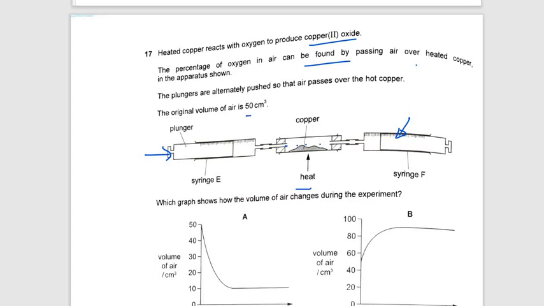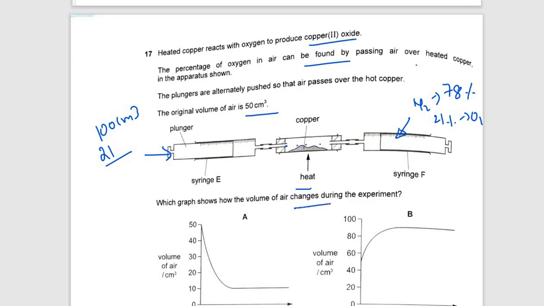So the original volume you have used is 50 cm³. In air, what is the most abundant compound you have? 78% is nitrogen, then 21% is oxygen. That is our major hint: if you take 100 cm³, you will get 21% oxygen, meaning the remaining will be your other gases.